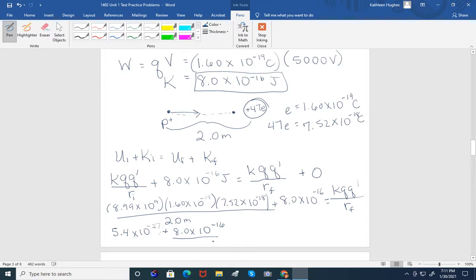So really, this amount of kinetic energy just has to equal k, 8.99 times 10 to the 9th, q1, 1.60 times 10 to the negative 19, q2, 7.52 times 10 to the negative 18, over R final. And R final is what we're looking for. I wish I'd left a little bit more room. Let's see if I can, I don't think it'll let me write out here in the empty space. No.